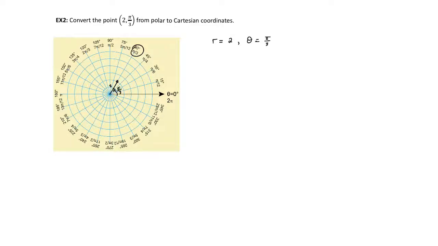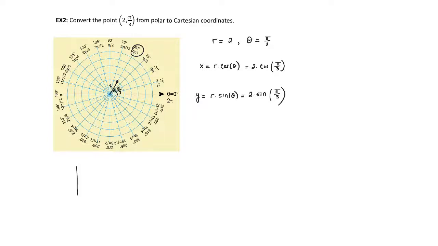We want to be able to find the Cartesian representation of this point. So what do we know? We know that x is equal to r times cosine theta. That means 2 times cosine of pi over 3. And we know that y is r times sine theta. That means 2 times the sine of pi divided by 3.